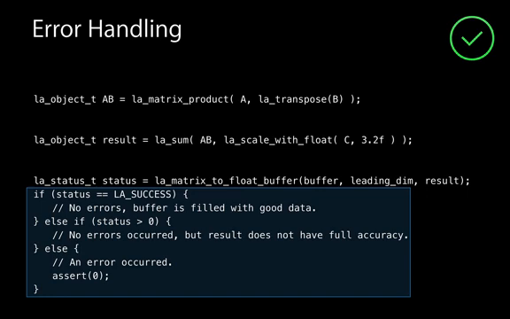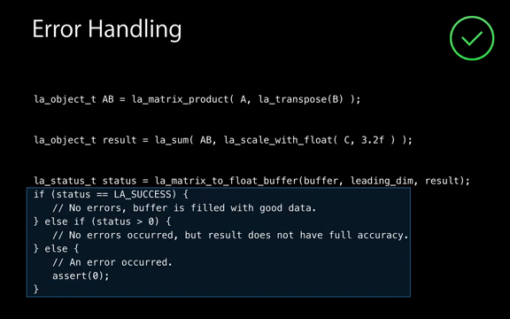So errors are going to be attached to and propagated through these evaluation graphs. So if we have an error in the first statement, that error is going to be attached to the object AB. Sum is going to see that there's an error there and just propagate it through. Additionally, with the lazy evaluation, there's a class of errors that may not be triggered until computation time. So it's always best to check the status as late as possible.